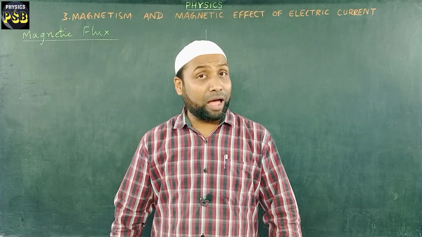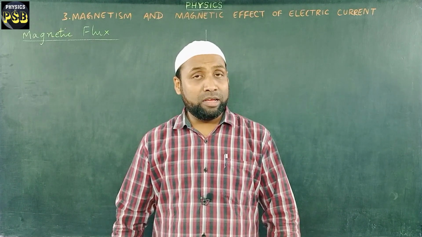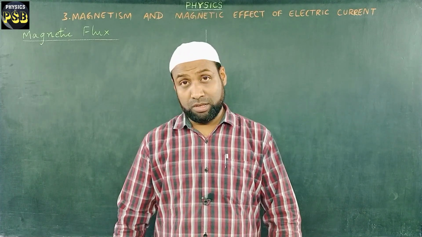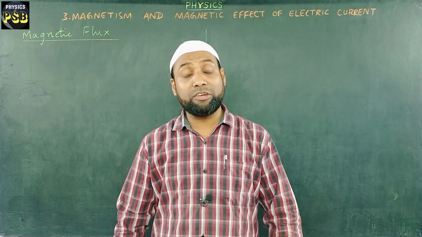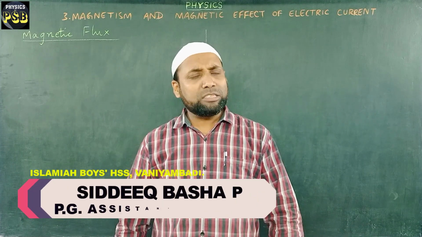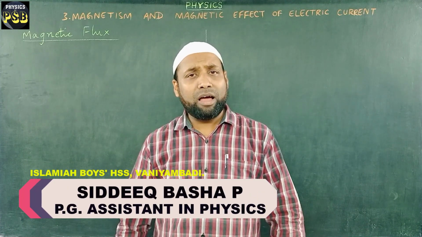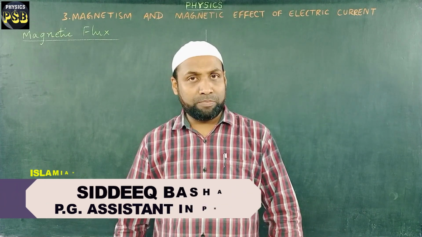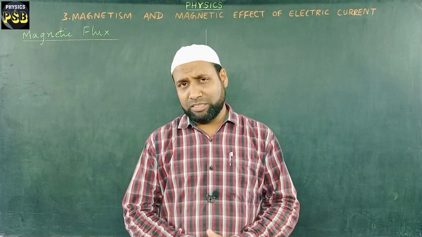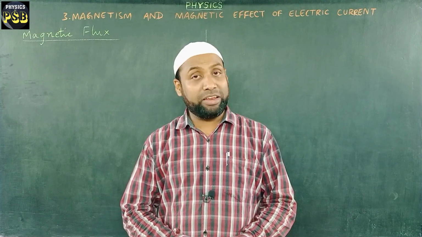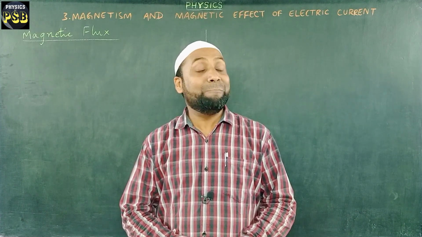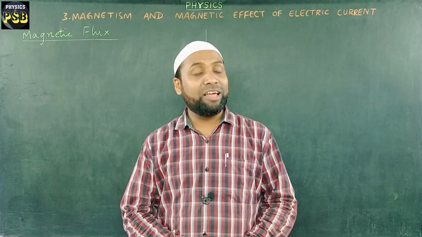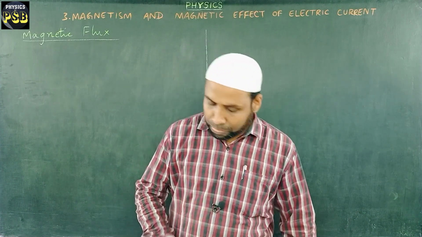The space around a magnet in which another magnet experiences a force is referred to as magnetic field. And this magnetic field has magnetic field lines. The number of magnetic field lines crossing per unit area is referred to as magnetic flux. In this video, we are going to learn about magnetic flux.